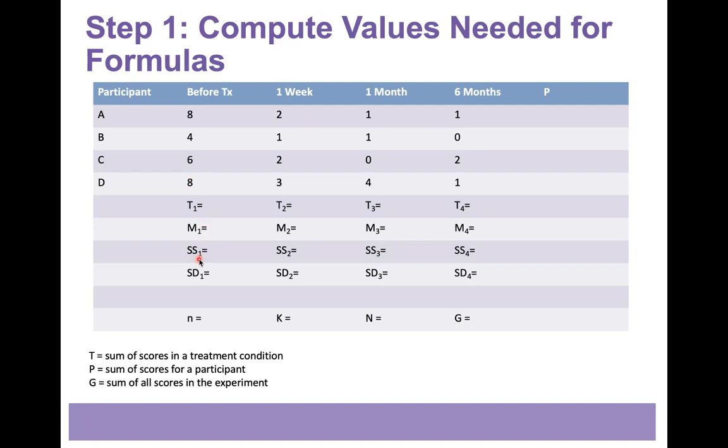Then we'll calculate a sum of squares for each treatment condition. So we're going to do a sum of squares table for before treatment, a sum of squares table for 1 week, a sum of squares for 1 month, and a sum of squares for 6 months. We're then going to calculate a standard deviation for each of those treatment conditions.